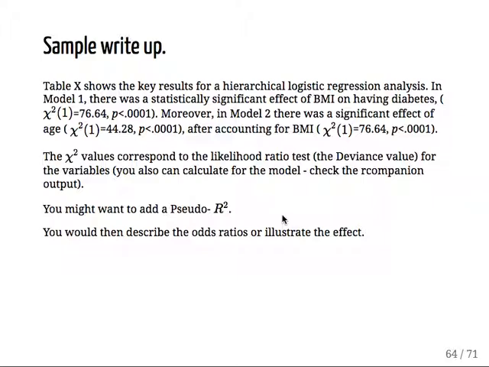You can also calculate them for the overall model, and you might want to add pseudo R squared. And then when you go on, you would describe the odds ratio. So you would say the effect is this big. If we shift 5 units in BMI, it means that people's odds of getting diabetes go up by a factor X. So this is just the statistical significance reporting. Then you would illustrate it either graphically, saying if you shift this much, this is what happens, or you would explain it verbally.